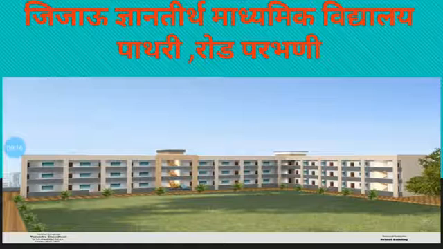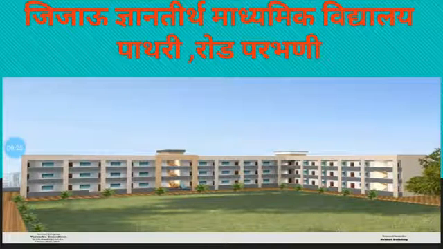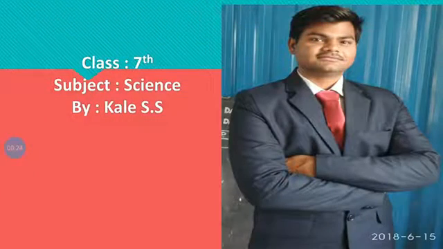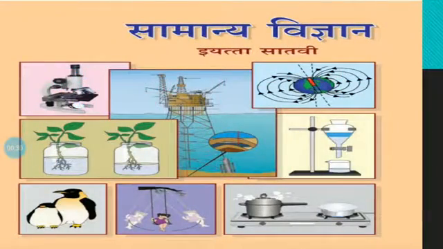Today we have to see the Science of Standard 7. In this book, we are in the third chapter. The name of the chapter is Natural Resources. In natural resources, we have seen the information about air and water.